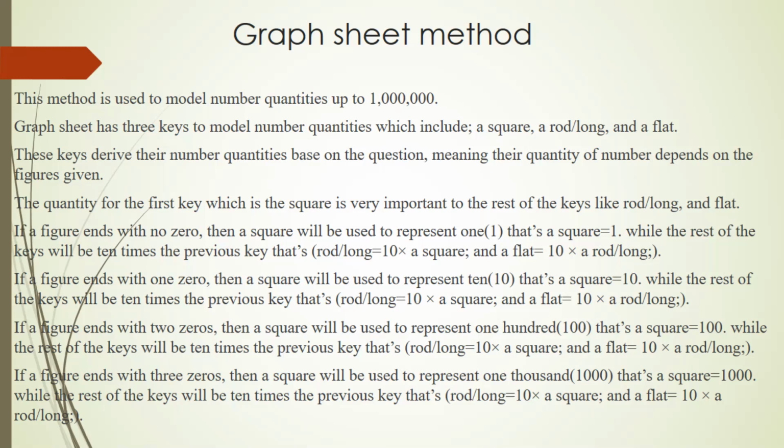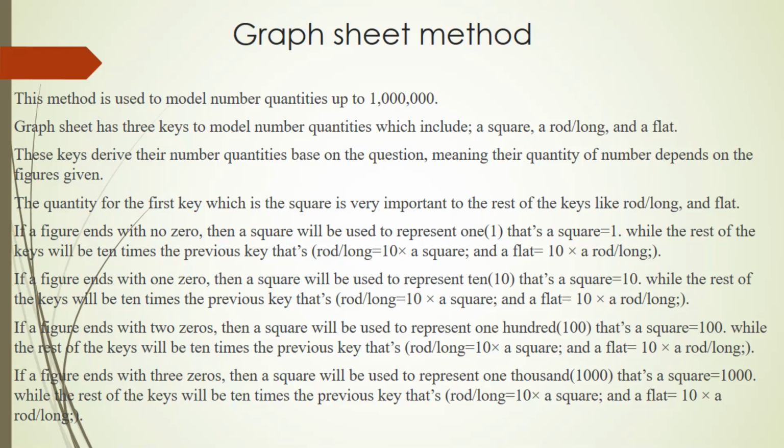Now, if a figure ends with 3 zeros, then a square will be used to represent 1000. So that is why I said that the choosing of a square based on the question depends on the digits. Like with no zero will be equal to 1, with 1 zero will be equal to 10, with 2 zeros will be equal to 100, and with 3 zeros, which is the maximum number that you get, that will be equal to 1,000.